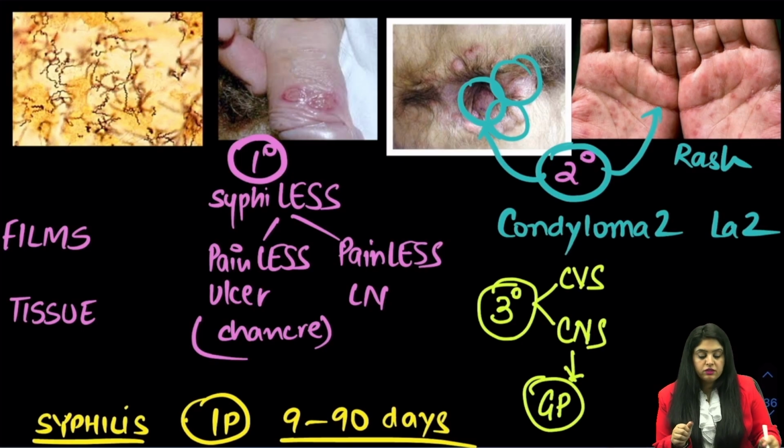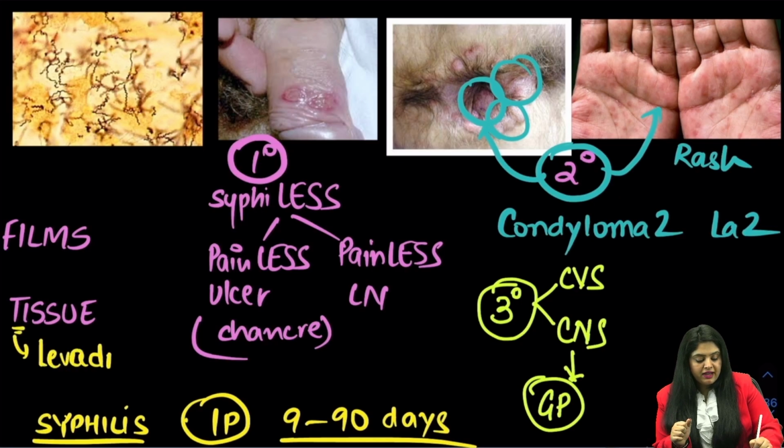That is important. So whether you talk about primary, secondary or tertiary syphilis, which stain will you use? The stain that I have over here is a blackish colored stain. If a tissue has been given to me, which black stain will I use? I will use the Levaditi stain. But if a film has been given to me, I will use the Fontana stain.